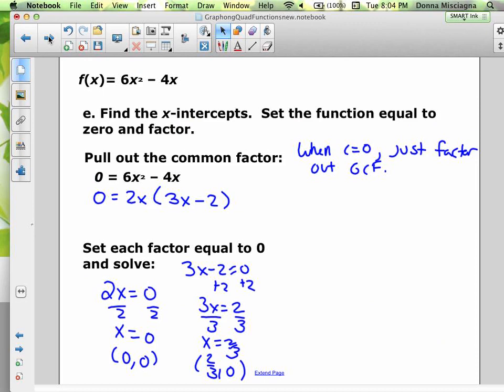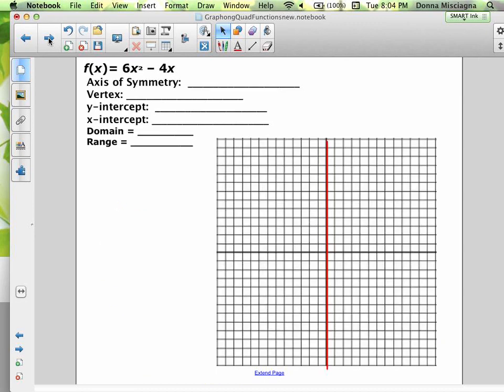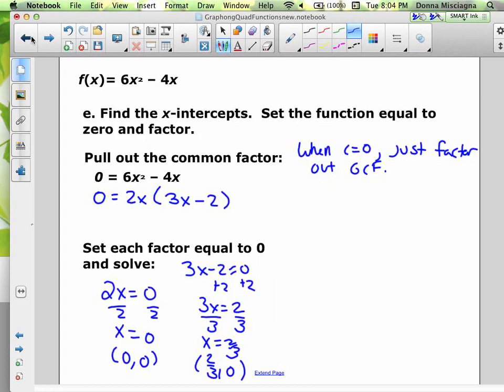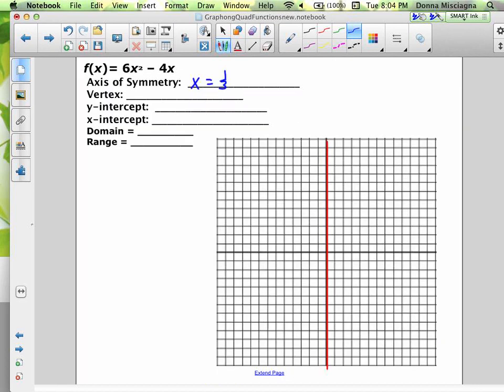So for graphing our quadratics right now, that's all we're going to need to do. All right, so our axis of symmetry was x equals, now that I said that, it was a positive 1/3, not a negative 1/3. And our vertex was the point (1/3, negative 2/3). The y-intercept was (0, 0). The x-intercept was also (0, 0). And, no, positive, excuse me, positive (2/3, 0).